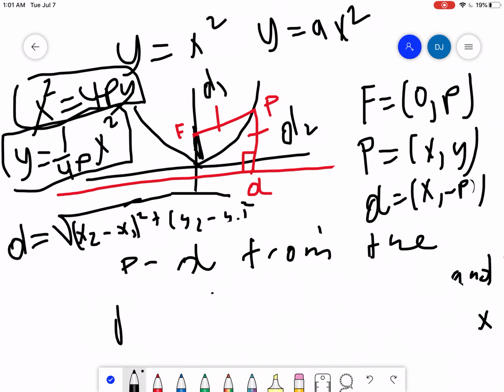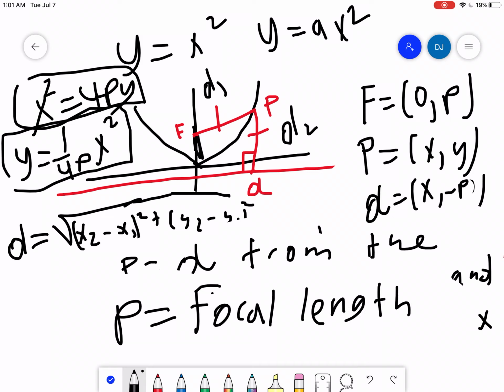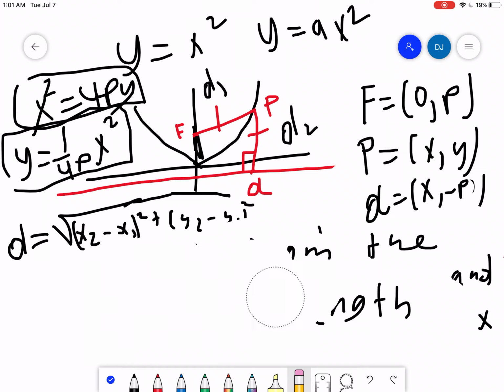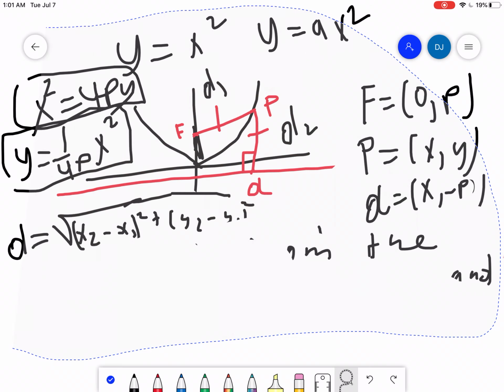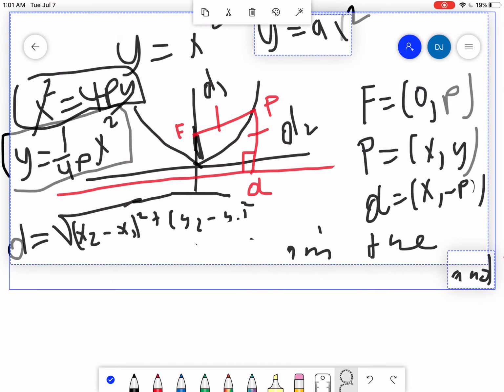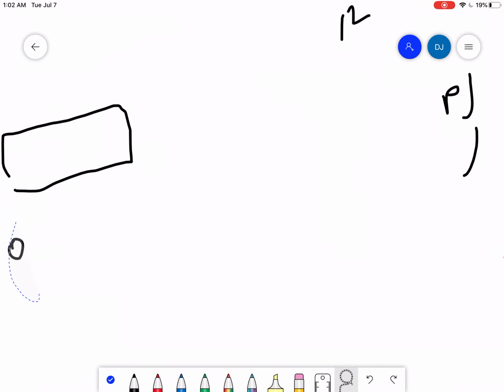It's also good to note that p is also called the focal length. So textbooks will usually refer to this as the focal length. Now, since we have discussed and derived the standard form, let's look at types of parabolas. Let's just erase everything.